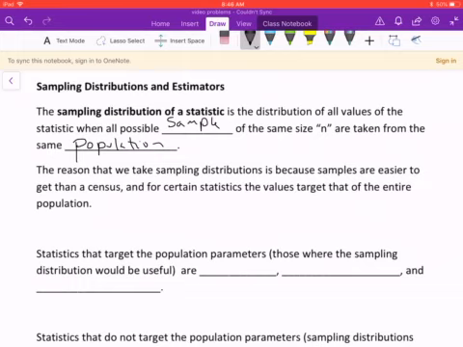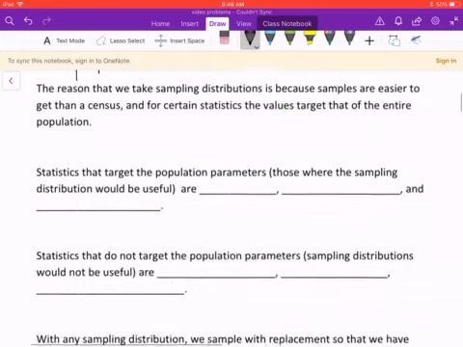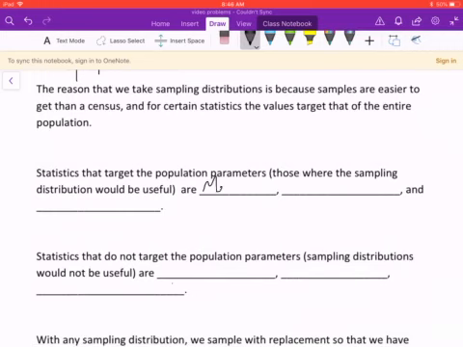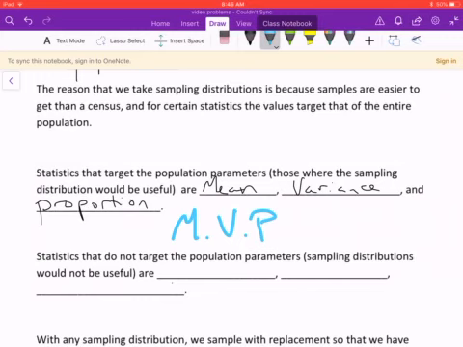Statistics that target the population parameters, those where the sampling distributions would be useful, are the mean, the variance, and the proportion. One easy way I like to remember these is that they're the ones that can be targeted. We call them the MVPs because it's mean, variance, or proportions.